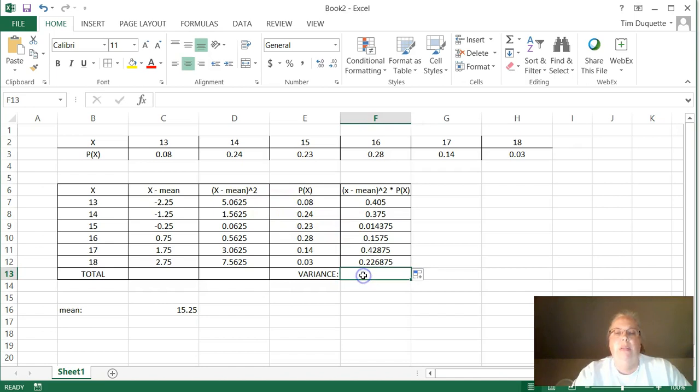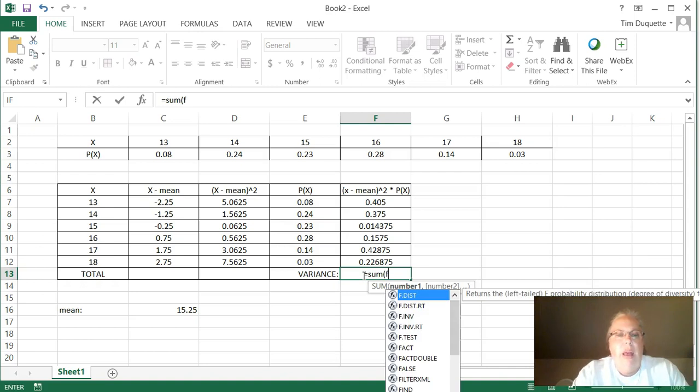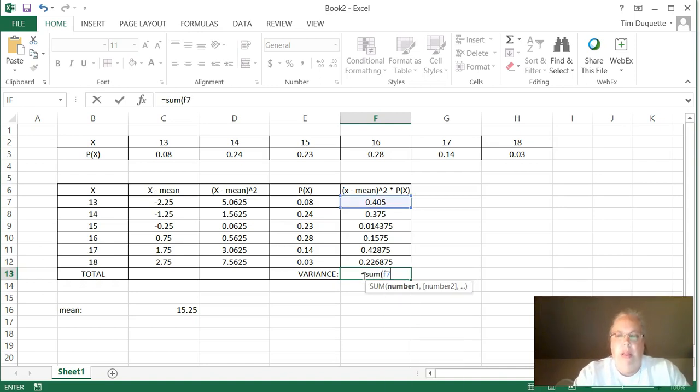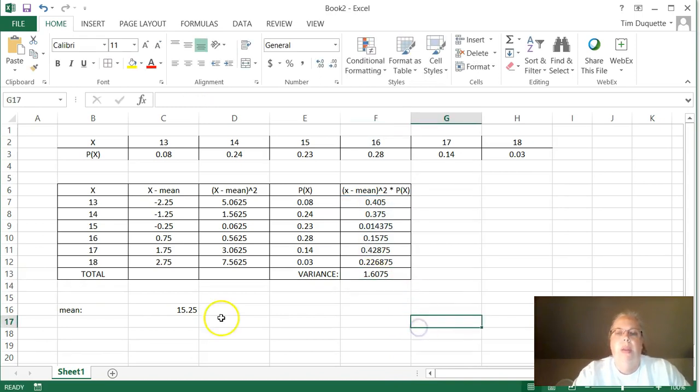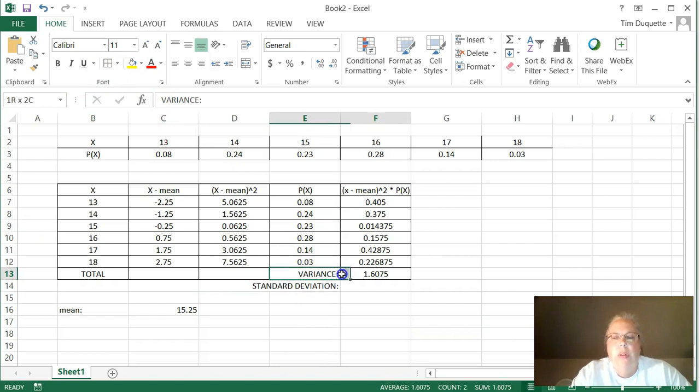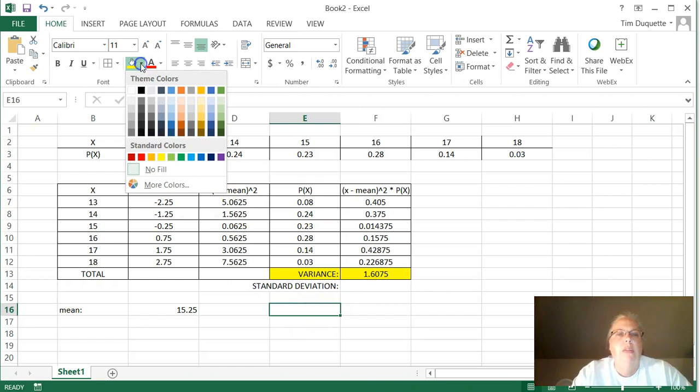Alright, and so finally down here, to get to the variance, I'm just supposed to add this column together. So we're going to equals sum, and we are adding, this is F7, all the way down to F12. And there we go. That gives me my variance of 1.6075.